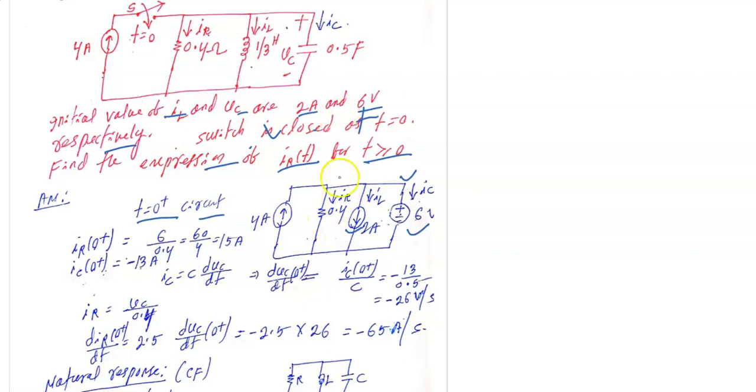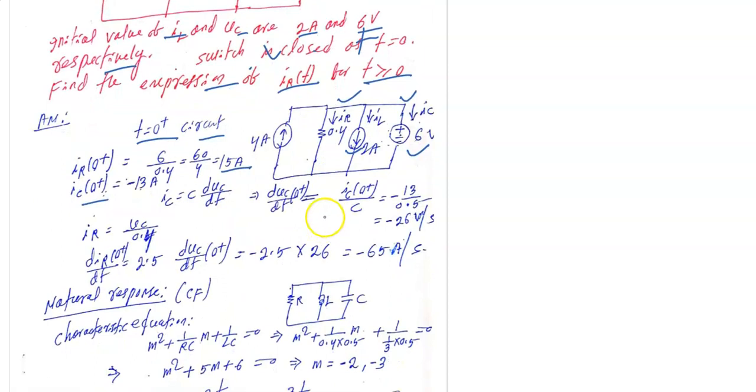it appears directly across the 6 volt source. That means the initial voltage. So 6 upon 0.4, which is 15 ampere. Then IC 0 plus, you can easily find. IC 0 plus will be minus 13 ampere with a simple KCL. Then we need to find the dIR upon dt.